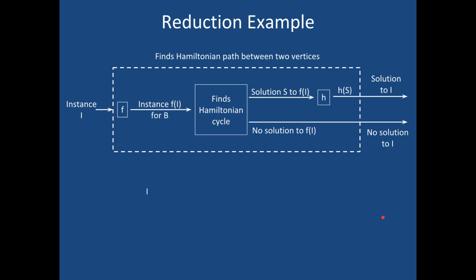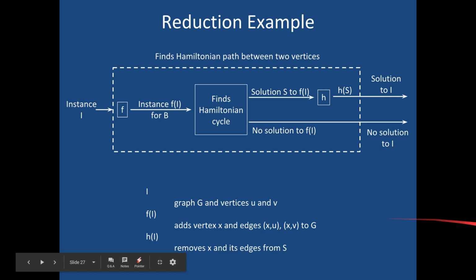Okay, so this is just in symbols what we just did. So this is, again, the reduction. The input is a graph and two vertices, the endpoints of the path we're looking for. F just adds a new vertex in those two edges. Then we run the Hamiltonian cycle algorithm. When we get an answer out, we just remove x and its edges from the path that we get back, and maybe fiddle with it a little bit, but get things in the right order, and we're done. So that's just, to define the reduction, we just got to give the f and the h.